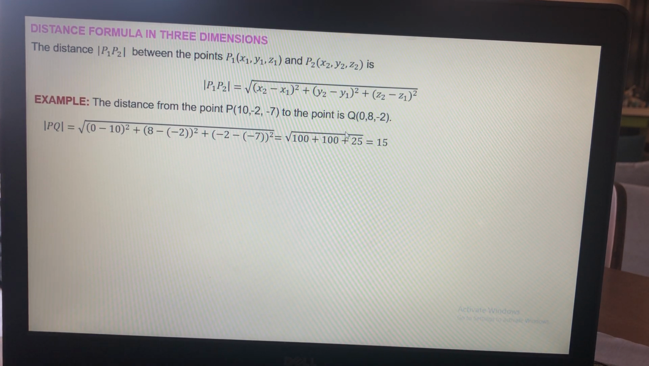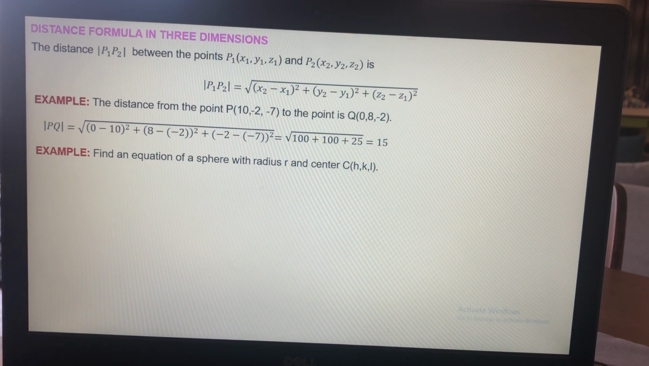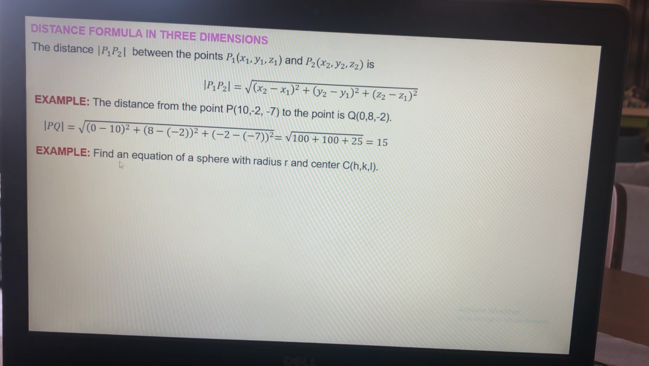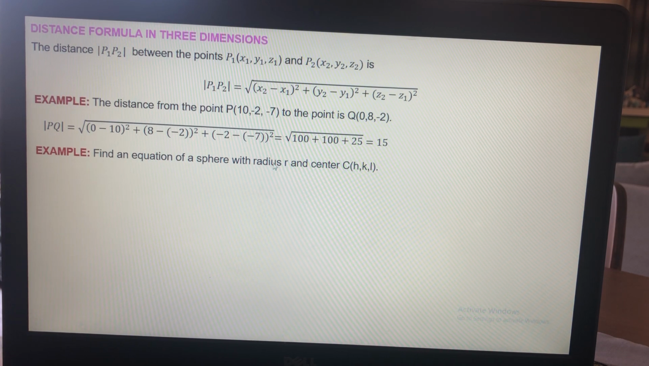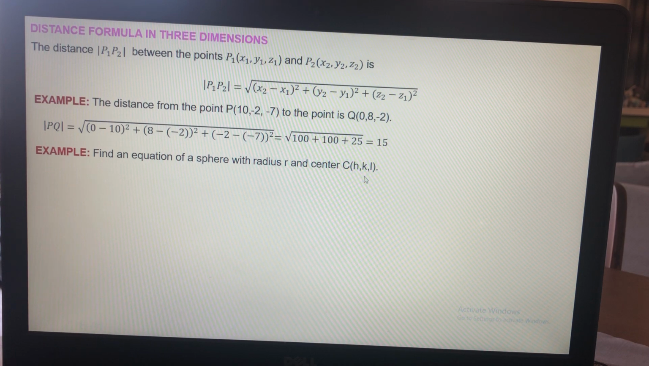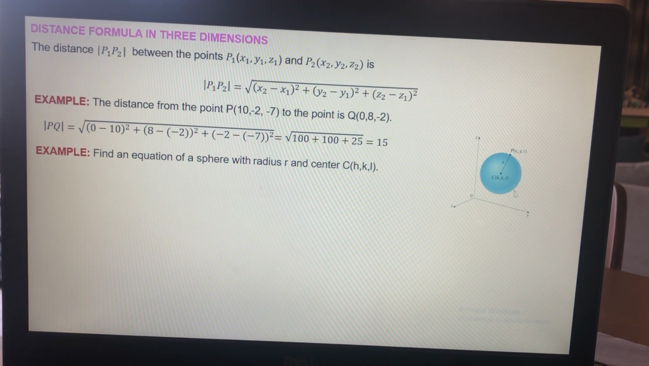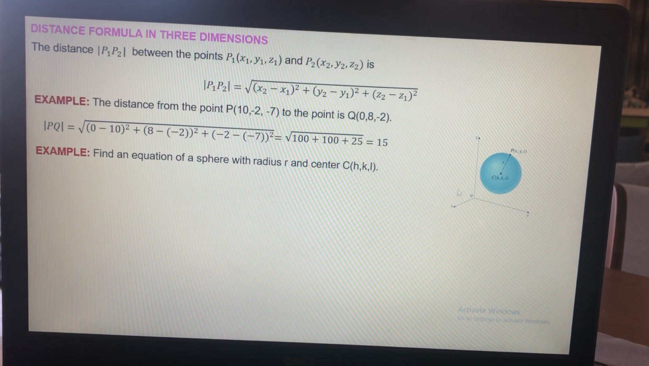Okay. So from this distance formula, we can come up with more interesting things, like an equation of a sphere. In this example, it's asking us to find an equation of a sphere with radius r and center (h, k, l). (h, k, l) is just a point, any point it can be. So this is the sphere, right? This is our center and we are looking for an equation of a sphere with radius r.